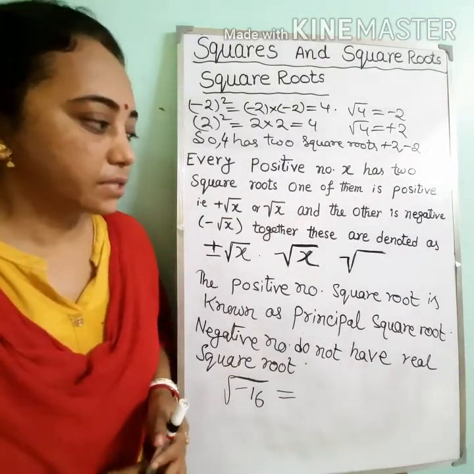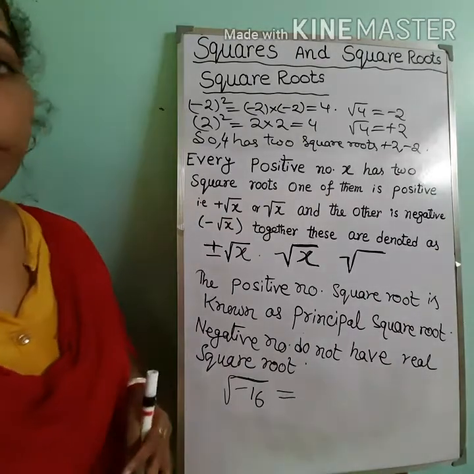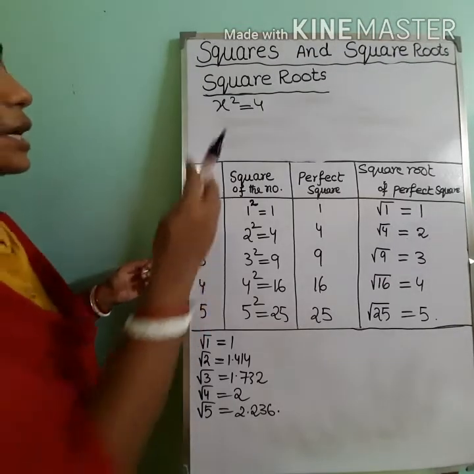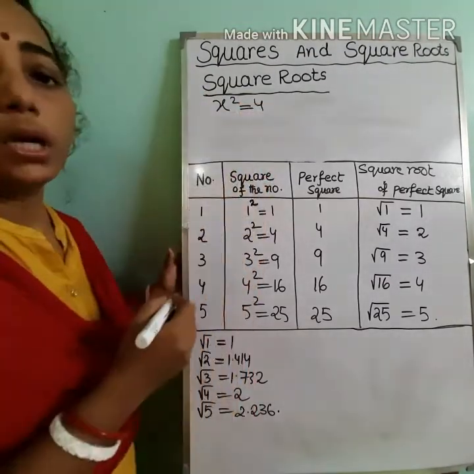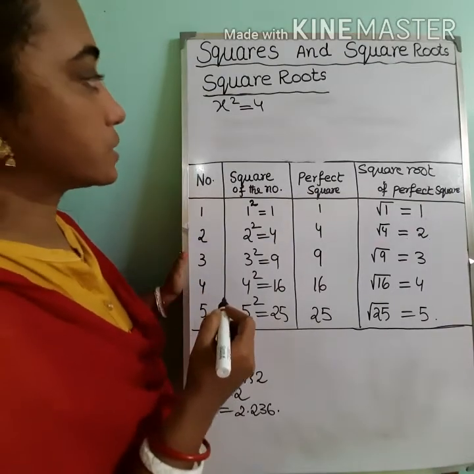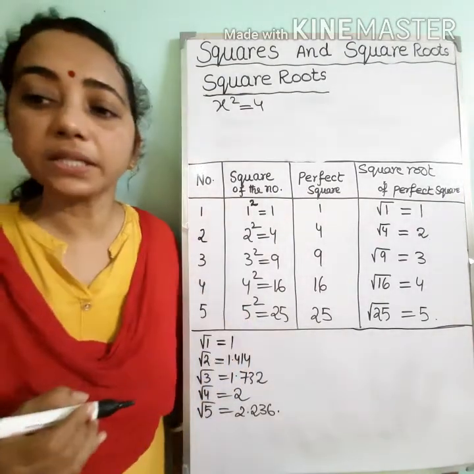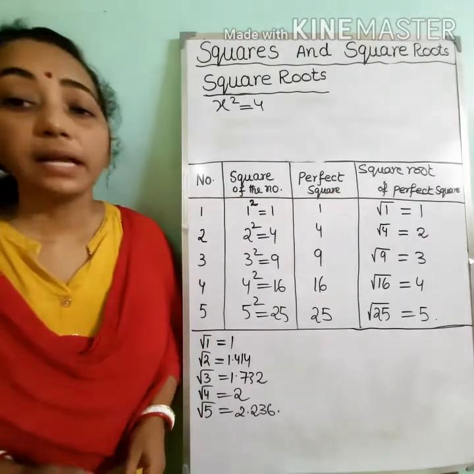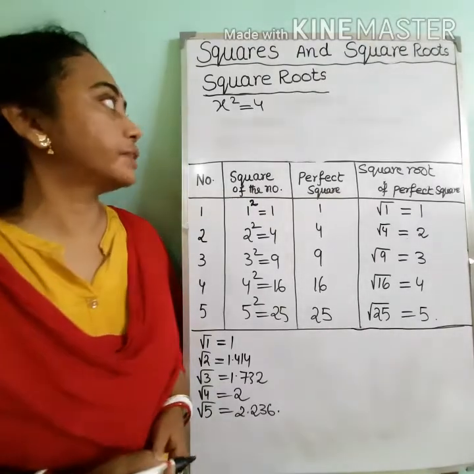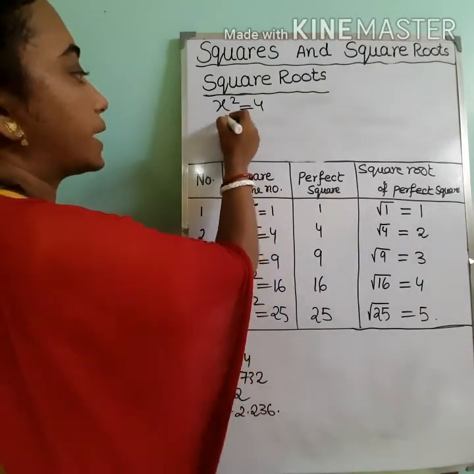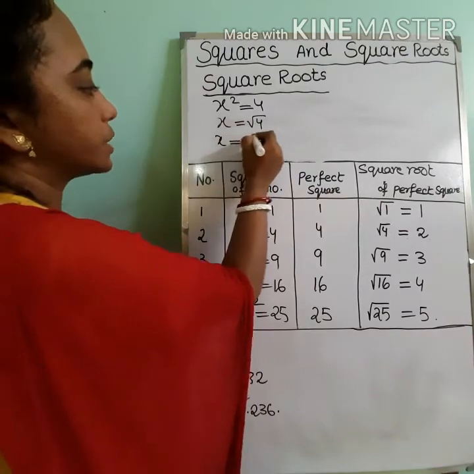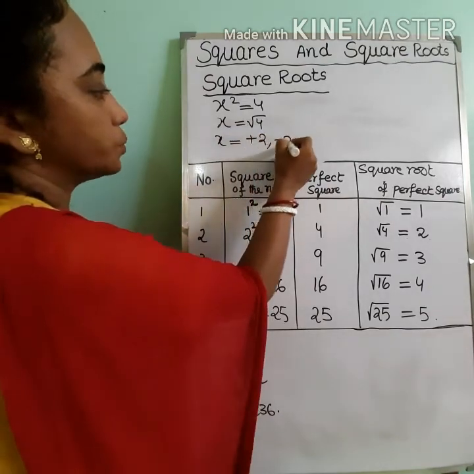Let's see some more examples to understand the square root. Let us solve the equation x square is equal to 4. When we solve the equation x square is equal to 4, that means we are trying to find all possible values of x that might have been squared to get 4. So in this case we write x is equal to under root 4. That means x is equal to plus 2 and minus 2, both.